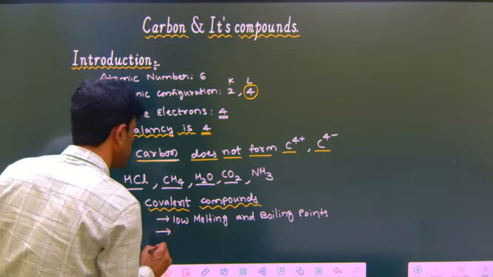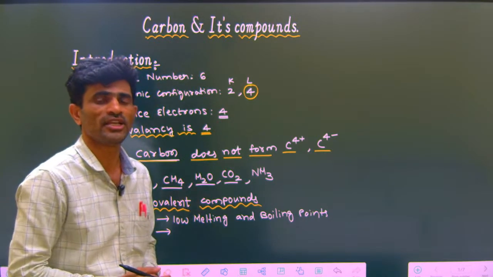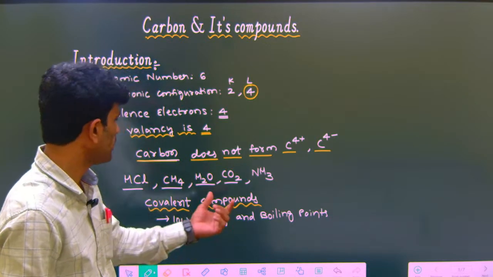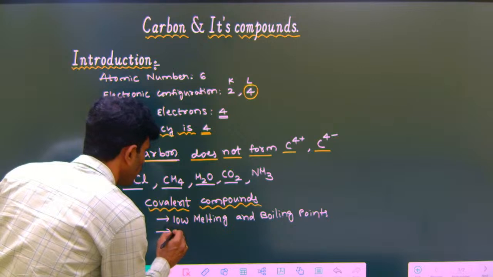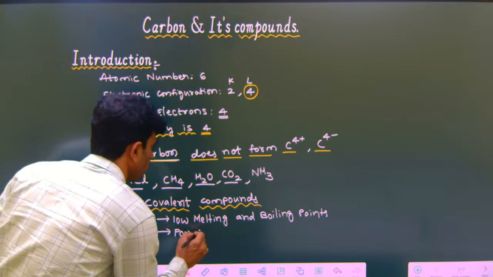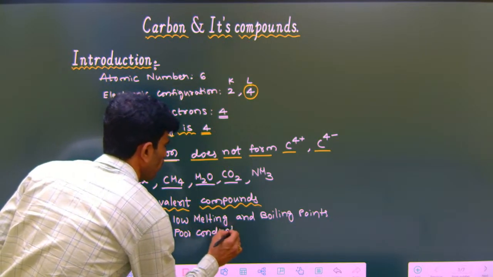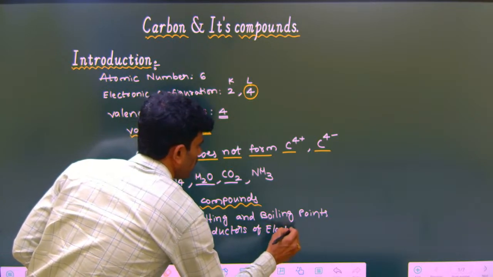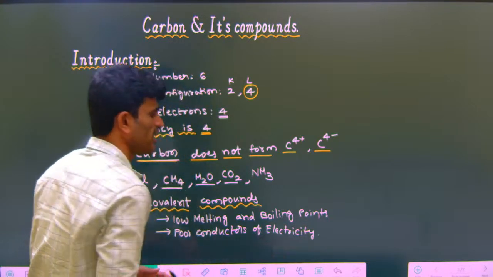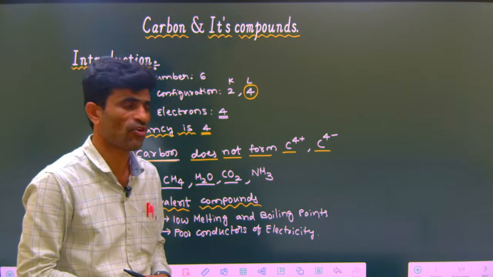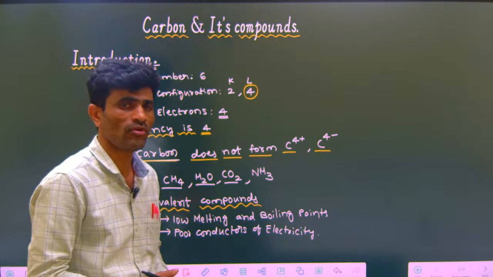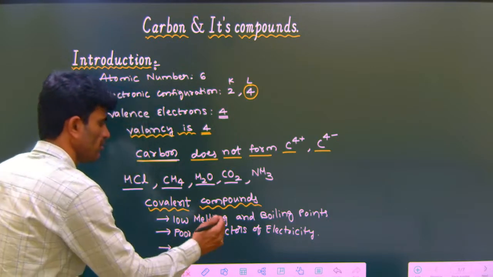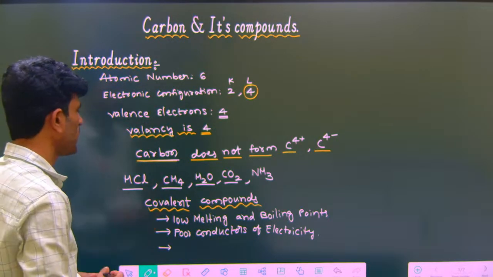Why will they have low melting and boiling points? Because intermolecular forces are very weak. It is easy to break those bonds, so the melting point and boiling point are very low. Next, they are poor conductors of electricity. Why? Because there are no positive or negative ions formed in covalent compounds, or no free electrons for conduction of electricity. So they are poor conductors of electricity.